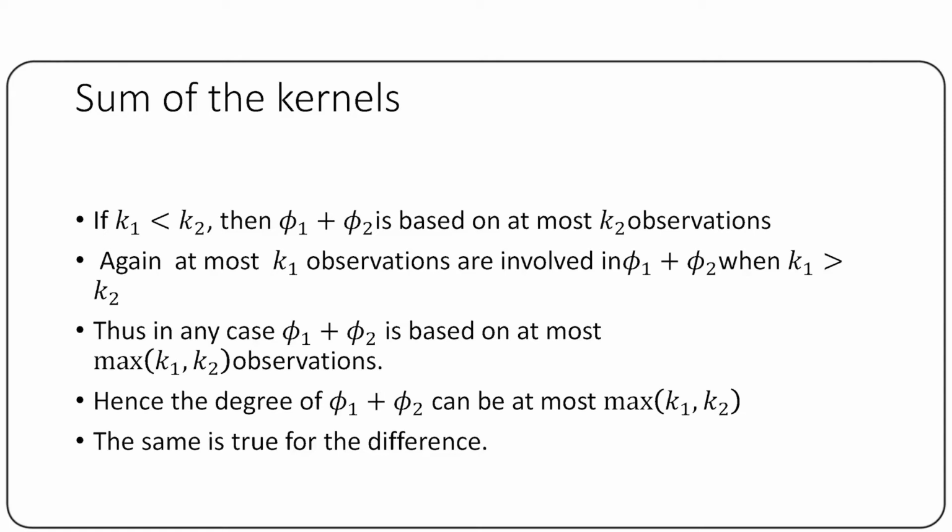So we can easily generalize to a number of kernels. Suppose we have s kernels phi1, phi2, ..., phi s with degrees k1, k2, ..., ks. Then the degree of the summation over i from 1 to s of phi i, that is, the sum of the kernels, cannot exceed the maximum value of k1, k2, ..., ks, that is, the maximum of the individual degrees.